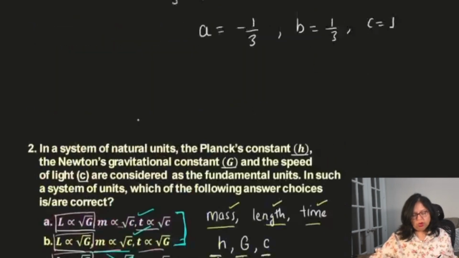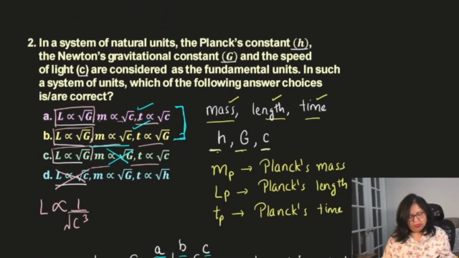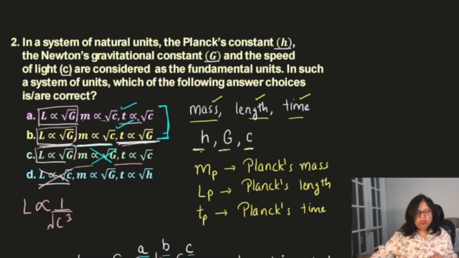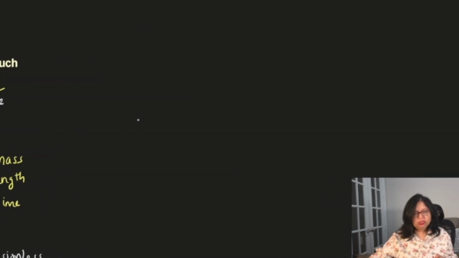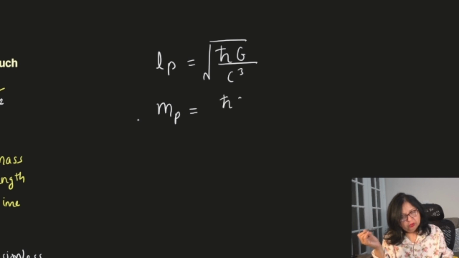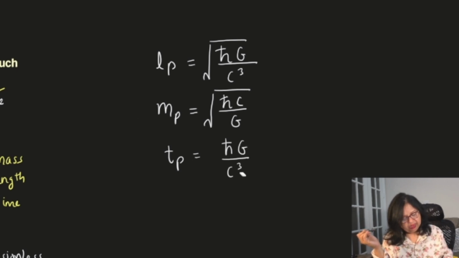Let's go to our answer options. And here, for b, t is proportional to square root of g, m is proportional to square root of c, l is proportional to square root of g. So b is correct. Once again, I'm going to write here LP. LP is equal to h bar g over c cubed under the square root. Then we have mass, MP. That is equal to h bar c over g under the square root.